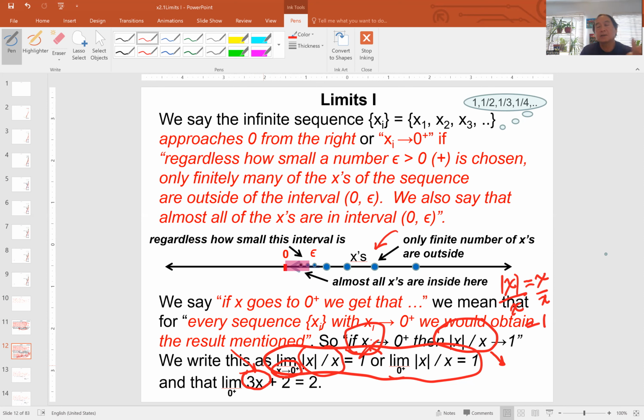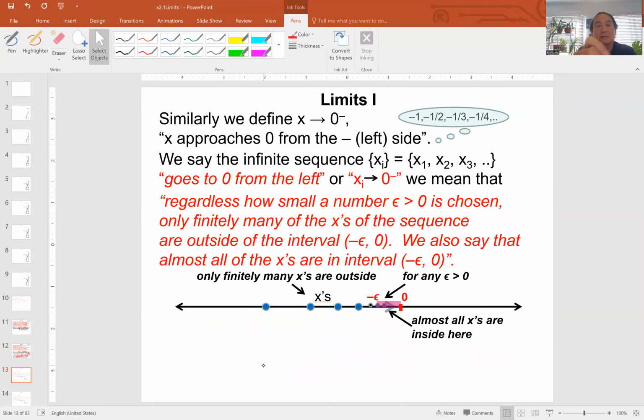So conceptually, this is how we define something. As x approaches 0, the formula's limit is the conclusion, while at 0 itself it's undefined. Similarly, I can talk about x coming from the other side, the left hand side. Now I think about a sequence getting closer and closer to 0, except this time it's on the left hand side, all negative.